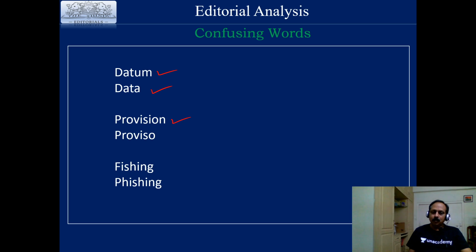Provision, this is a regular word, but this is a new word. Whenever you come across new words, try to focus more on those words. Proviso, proviso's plural form, a condition. Phishing, fishing, a regular word, and phishing, same pronunciation, and a new word. It goes with the modern times.